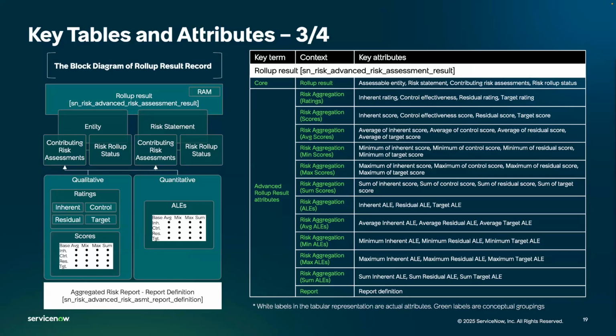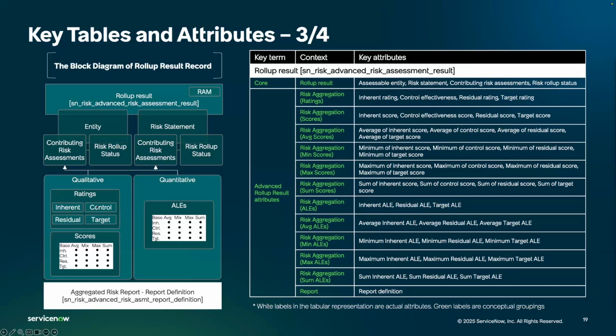On the right-hand side, quantitative, this is your financial exposure, ALEs. Same 5 aggregation options: base, average, minimum, maximum, and sum for inherent, residual, and target. This is where it gets comprehensive. Notice the pattern. For every assessment type, inherent, control, residual, target, you get multiple aggregation views.